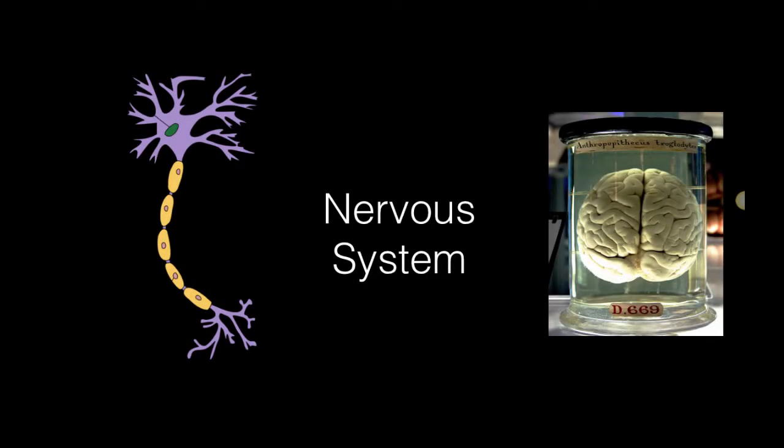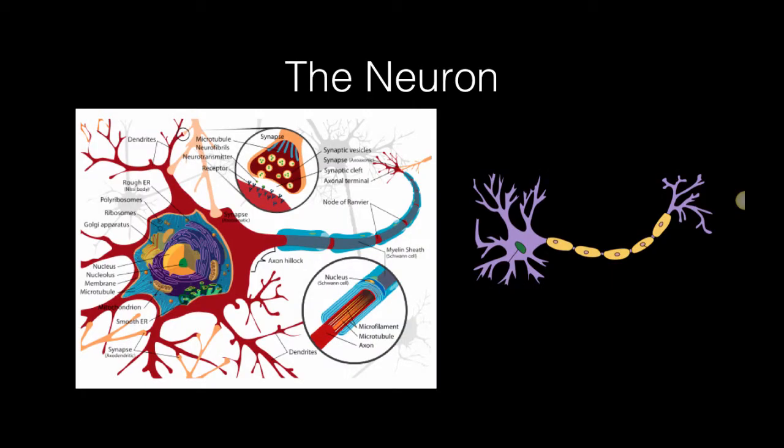Hi, this video tutorial is to fill you in on the basics of the nervous system. The nervous system is made up of one main type of cell. There's other cells, but for now we're just going to focus on the main type, and that is the neuron. And the neuron can be seen right here.